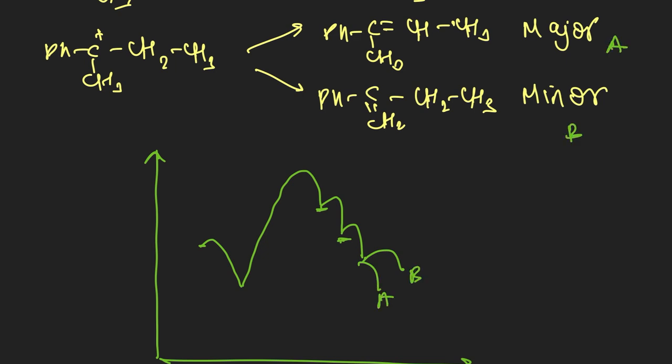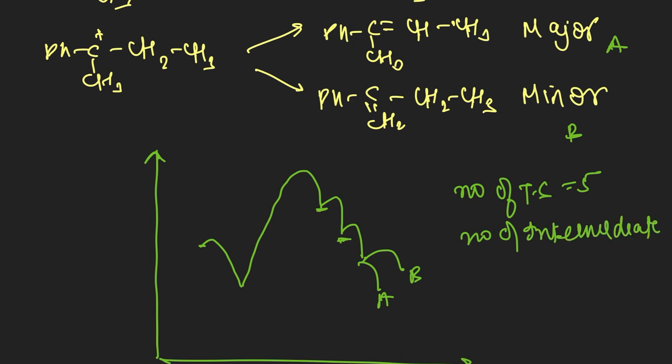Now the number of transition states is 5. Number of intermediates: we have 4 intermediates, 1, 2, 3, 4. Now this is the reaction. We have 4 intermediates, 1, 2, 3, 4 for B, and 4 for A.